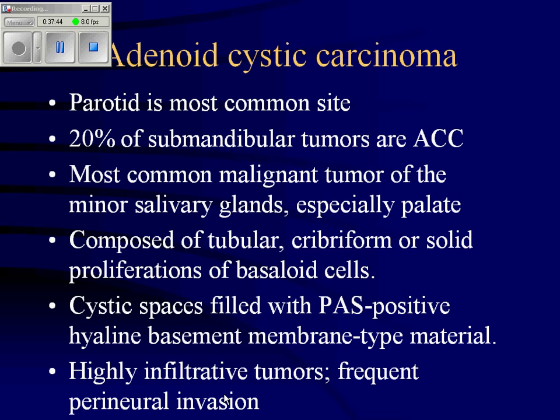It's just really bad to have because they just keep coming back. And again, like I said, the most common of the minor salivary glands, the most common pattern is cribriform. Although they can have tubular patterns or solid patterns, the cribriform is the most common one. And the cystic spaces in the cribriform, so cribriform meaning sieve-like in shape, the spaces of the sieve will be positive for PAS because it has this hyaline-based membrane-like material that stands for that. They're very infiltrative, and it's not really frequent.